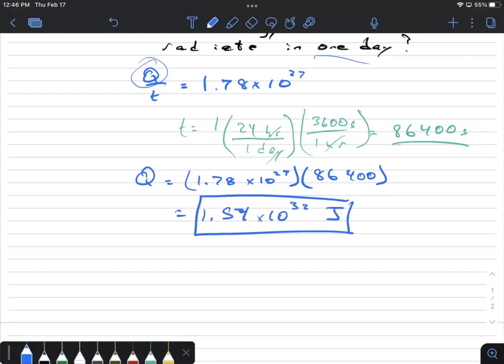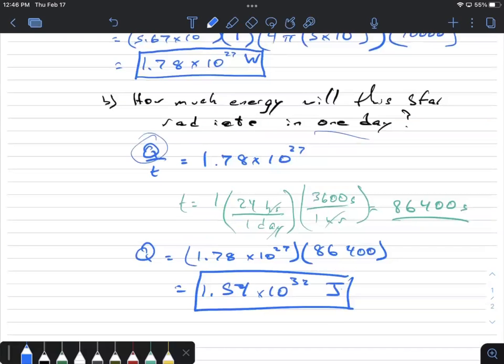Heck of a lot of energy. Of course, it's a star, so you would expect a star to radiate a lot of energy. It's a big nuclear furnace, constantly exploding forever. Well, not forever, but for billions of years. And every day, this much energy comes out of the star. So any questions about this example?